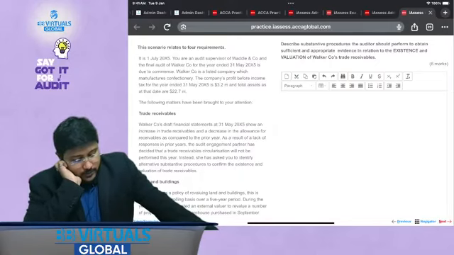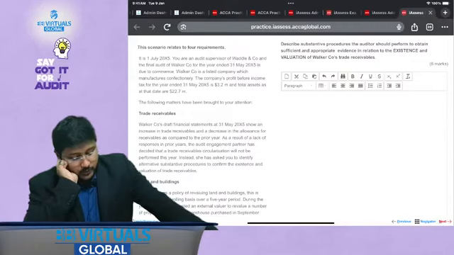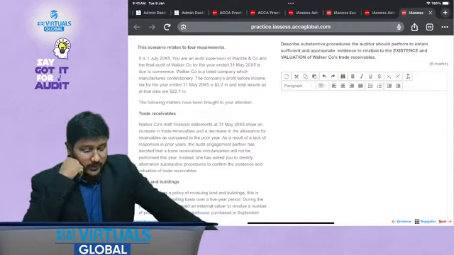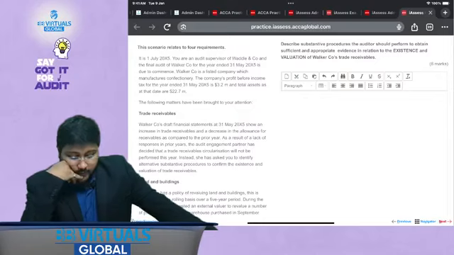Okay, so Walker Company's draft financial statements as of 31st May 2025 show an increase in trade receivables and a decrease in the allowance for receivables as compared to the prior year. As a result of a lack of responses in prior years, the audit engagement partner has decided that trade receivables circularisation will not be performed this year. Instead, she has asked you to identify alternative substantive procedures to confirm the existence and valuation of trade receivables.